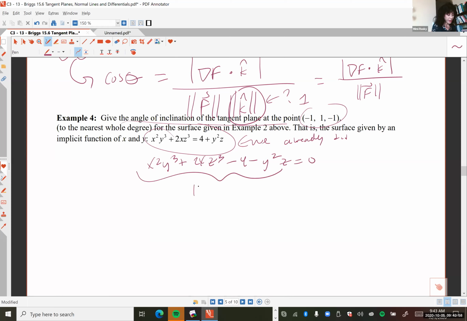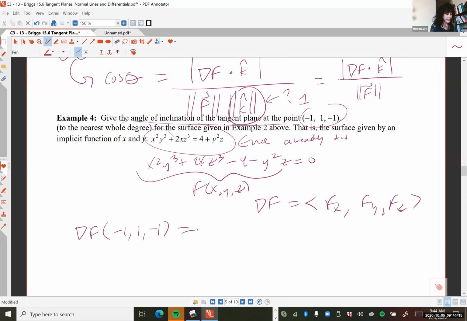You call this stuff on the left your big function F of x, y, z. And then you go get big del F, which is a nice vector that has the partials, fx, fy, fz. And then you evaluate del F at the point -1, 1, -1. And we did this already. And I think from example 2, we got -4, 5, -7. This is from example 2. I just don't want to do this one all over again because I want to move on.